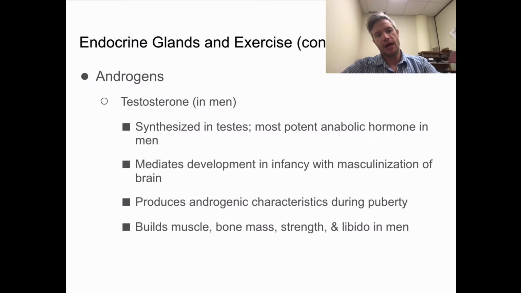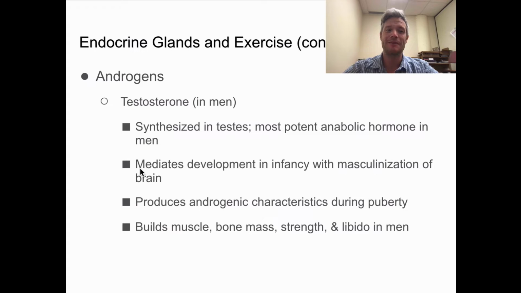We also have androgens, and the most common and best known is testosterone. Looking at men to begin with, testosterone is synthesized in the testes, and it's one of the most potent anabolic hormones for men in particular, though I think there's some research to support this in women as well. But I digress. It mediates the masculinization of the brain during development.